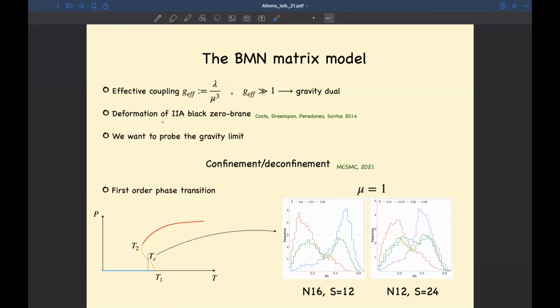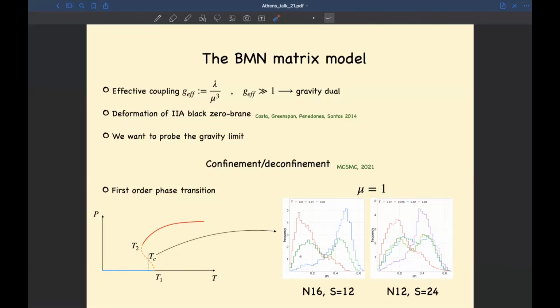So the gravity dual is a deformation of the type IIA black zero-brane. Work done by Costa, Greenspan, Penedones, and Santos in 2014 revealed that the gravity dual of the BMN matrix model is much more complicated than that of BFSS. And in our case, we want to probe the gravity limit. So we can imagine that we are in a first order phase transition where the Polyakov loop and temperature are given like this. So we have 3 different temperatures, T1, T2, and Tc. But in simulations, what we always observe when we see a transition from confined to deconfined is Tc, what we call T critical.